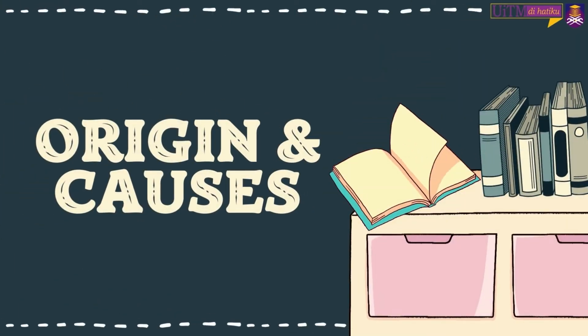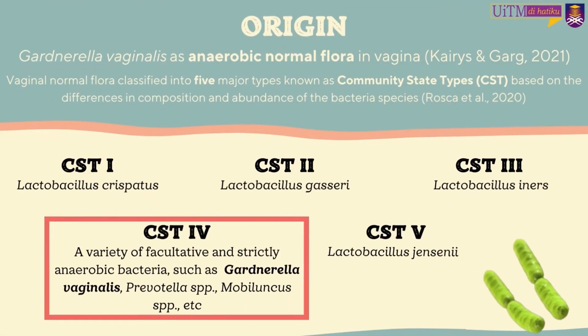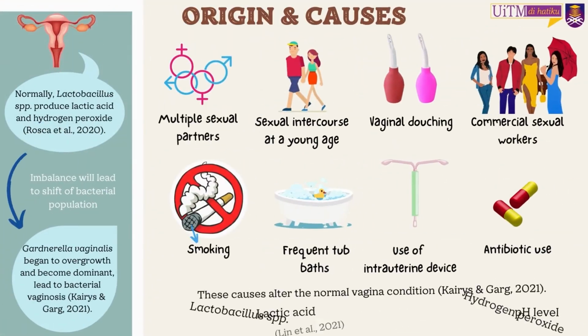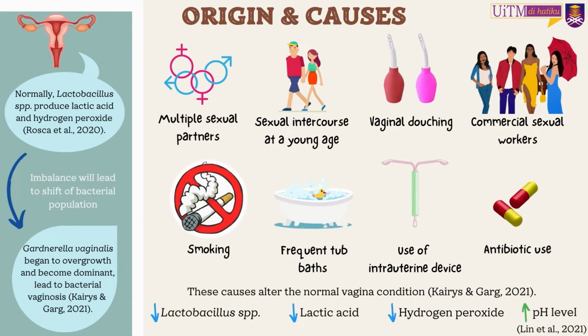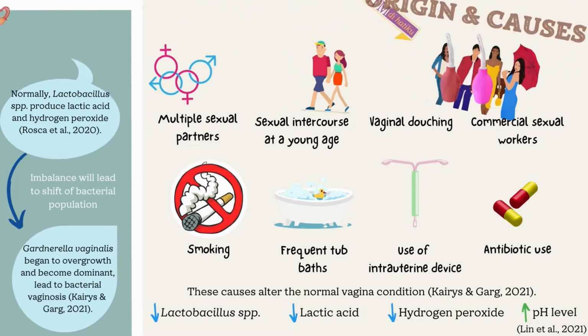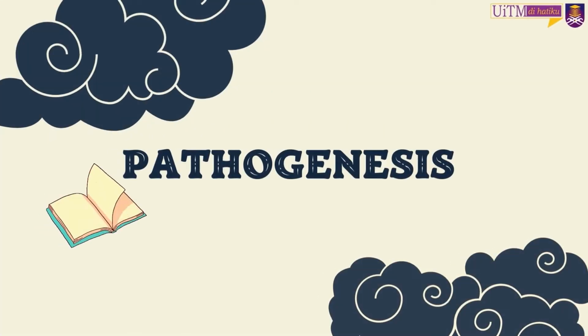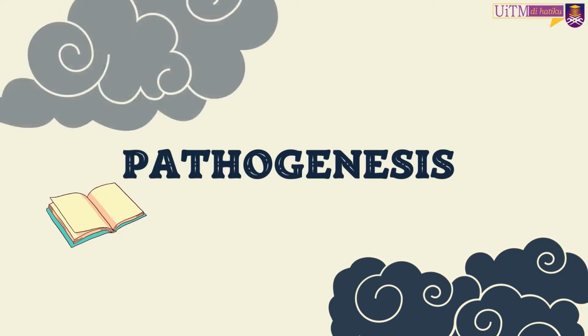Next, origin and causes. Origin of Gardnerella vaginalis and community state types. The causes of imbalance in the normal vagina condition, such as multiple sexual partners, beginning to engage in sexual intercourse at a young age, vaginal douching, and others. The pathogenesis of Gardnerella vaginalis infection.